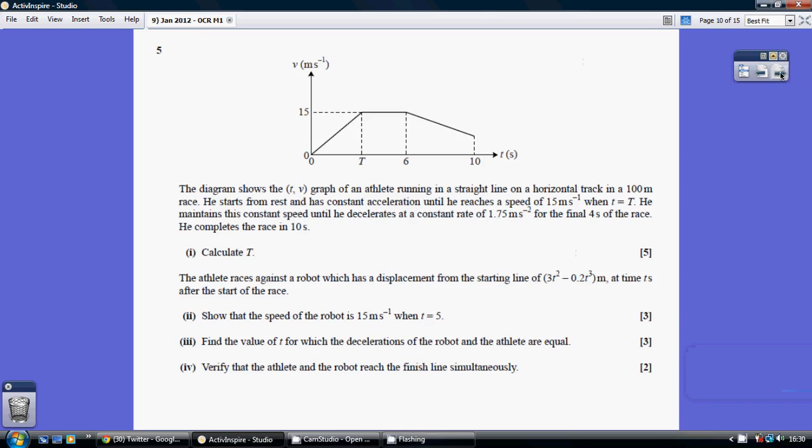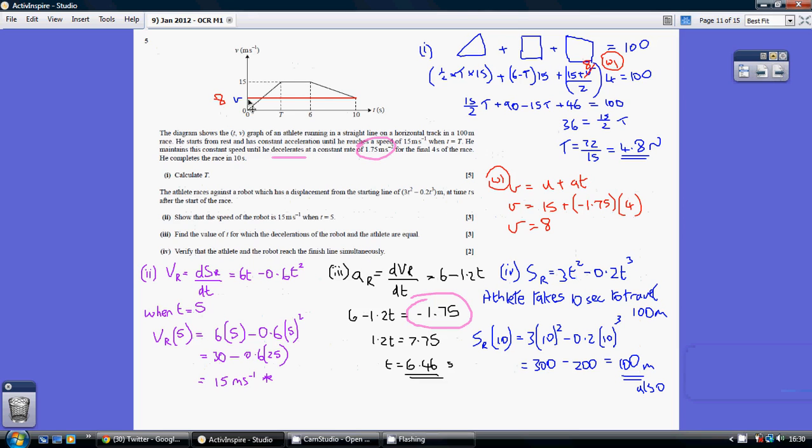Question 5. So the distance is the area under a velocity time graph. So the distance under this graph must equal 100. So we know the area of this triangle, this rectangle and this trapezium here all together add up to 100. So let's take each in turn.